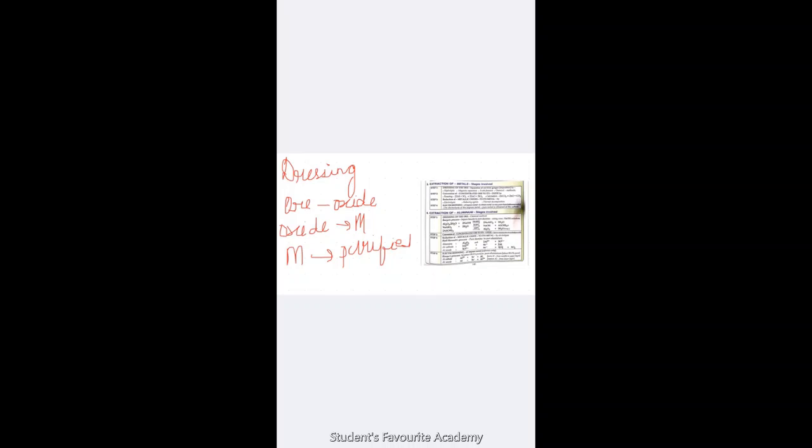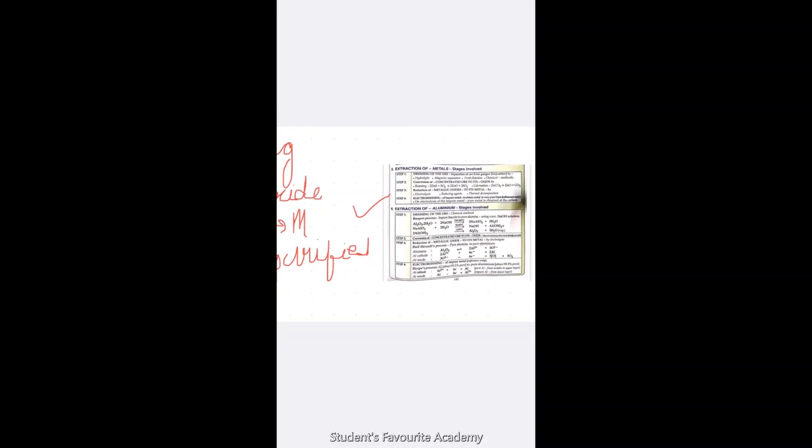And then we discussed the extraction of aluminium. What were the steps? The first step was Bayer's process, where this impure alumina was reacted with NaOH, and what did we get? We got NaAlO2.